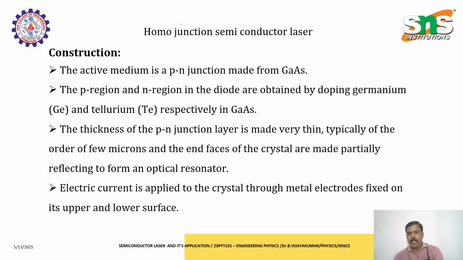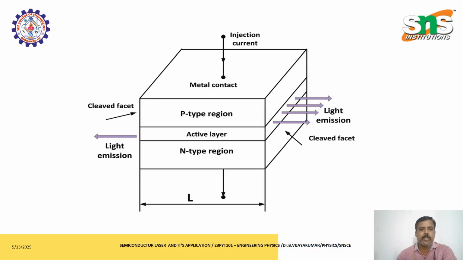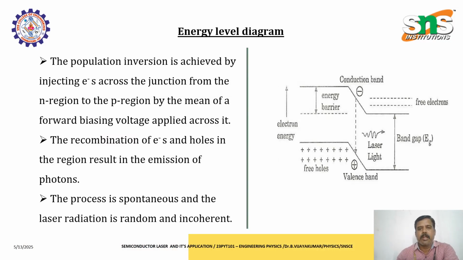The electric current is applied to the crystal through metal electrodes fixed on the upper and lower surfaces of the PN junction diode. This picture shows how the semiconductor laser is formed. The top and bottom are metal contacts, connected for injection of current, with the P type region and N type region. Both ends form the laser emission. The power of this laser is very low compared to other types of laser such as CO2 and Nd:YAG. This is the energy level diagram.